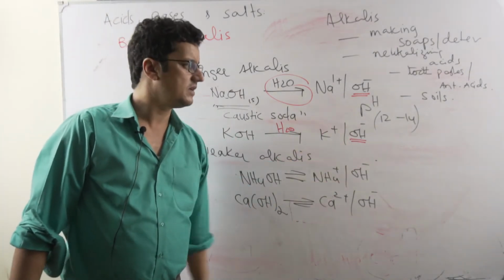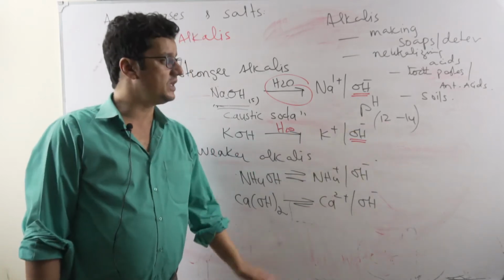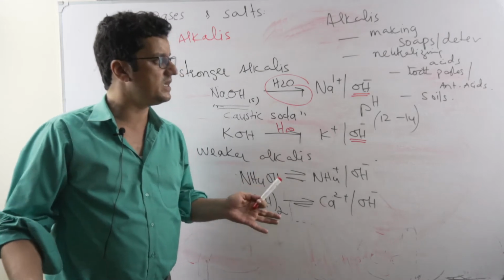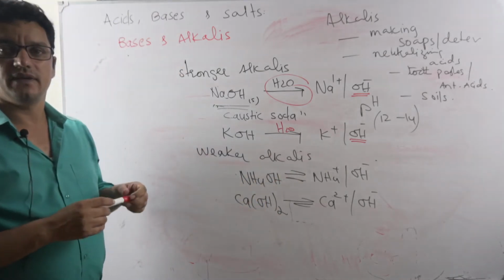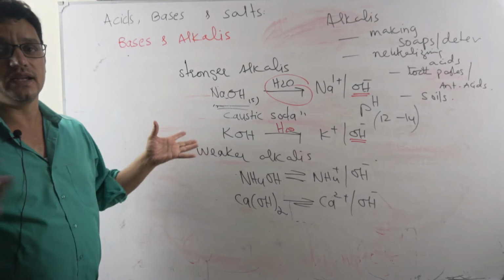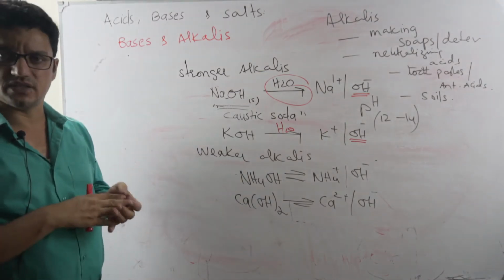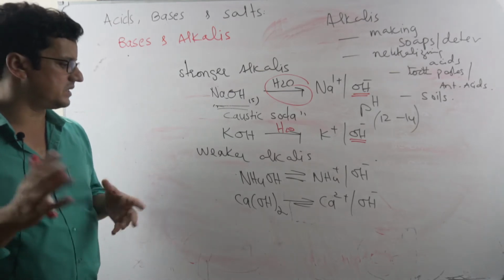They completely ionize. They have a pH range of 12 to 14, and they are corrosive. They are used for making soaps and detergents and many cleaning agents, and have large-scale use in industries, textiles and leather industries for caustic actions and many textile functions, clothing, stone wash and stuff.